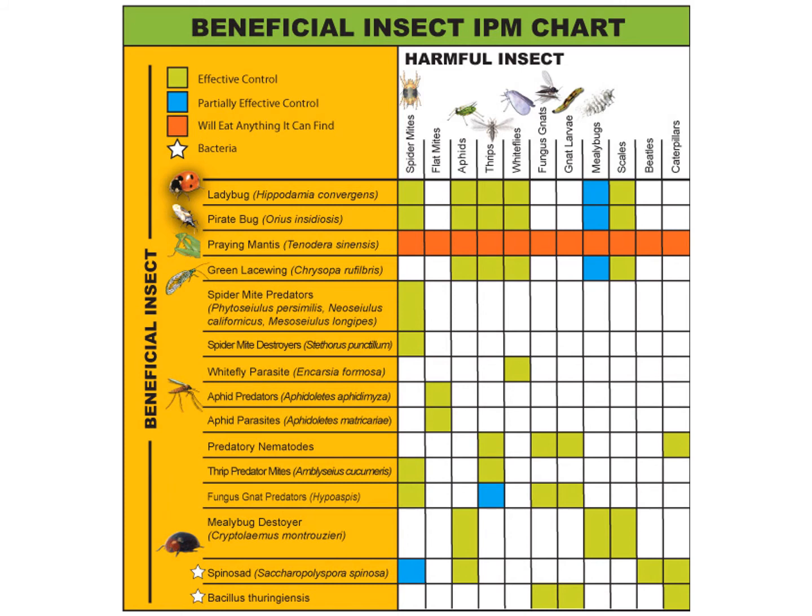Okay, I put this IPM chart. What IPM is, Integrated Pest Management. And we can use beneficial insects to control the harmful insects. Just look at the ladybug. She can control spider mites, aphids, thrips, white flies, and what's that other one there? Scales. So effective control is the green, partially effective control is the blue, and we'll eat anything it can find is the red. So look at the praying mantis. He'll eat anything. So praying mantises are good.